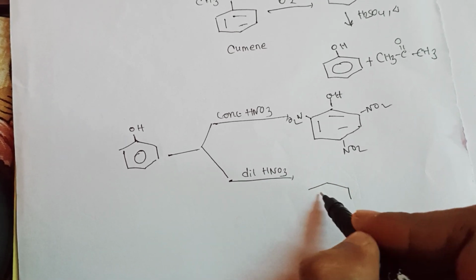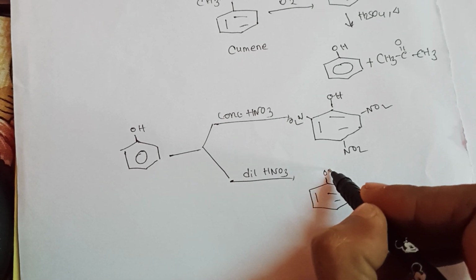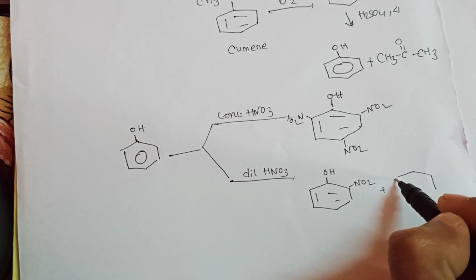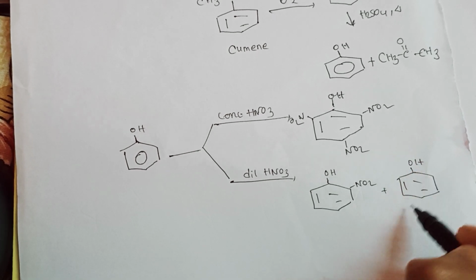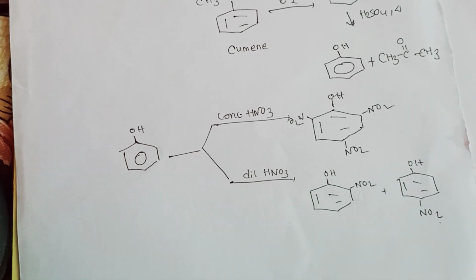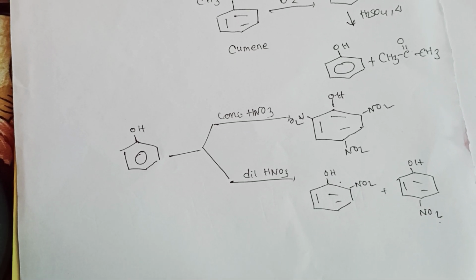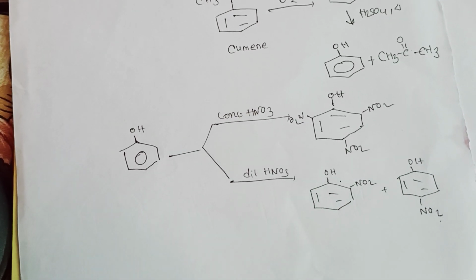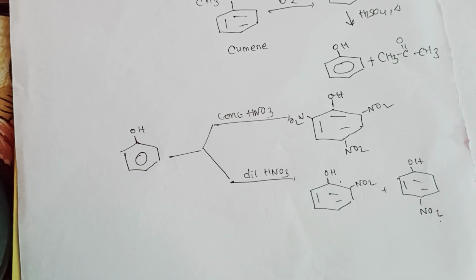In the presence of dilute HNO3, the ortho and para positions are attached, and ortho and para nitrophenol are formed. Para is the more stable, major product because of steric hindrance at the ortho position. Here one intramolecular hydrogen bond forms in the ortho isomer.